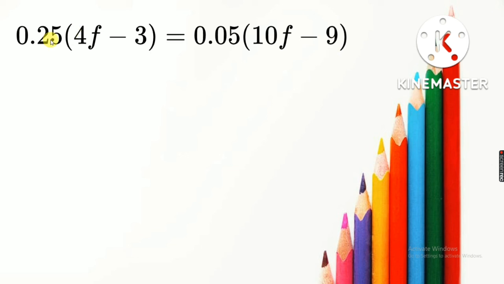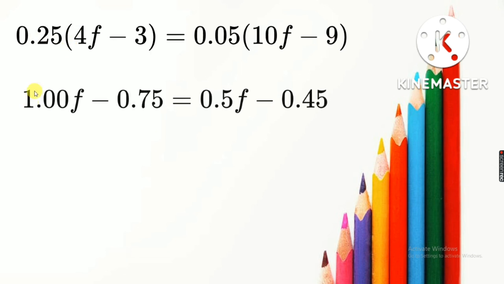Multiplying 0.25 with 4, we got 1.00 into f minus 25 multiplied by 3, it comes out to be 75, and here we put our decimal, it comes out to be 0.75, is equal to 0.05 multiplied by 10, we got 0.5f minus 9 multiplied by 5, we got 45. Leaving the last two terms, we got decimal at 0.45. Okay, now it has become an equation like we have solved earlier.